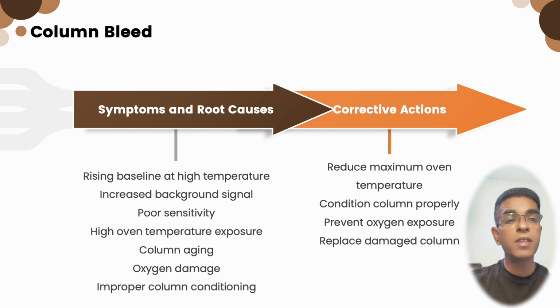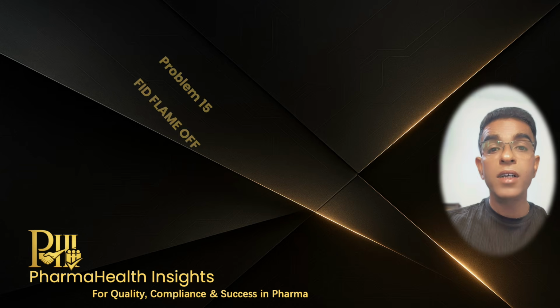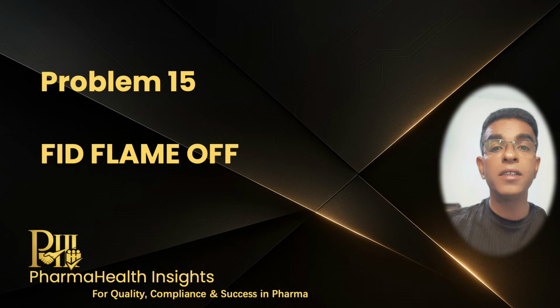Once column bleed becomes excessive, it cannot be fully reversed. Reducing maximum oven temperature and proper conditioning may temporarily help. However, severely damaged columns must be replaced to maintain data quality and compliance. Now let us discuss a problem that directly affects the detector signal stability.